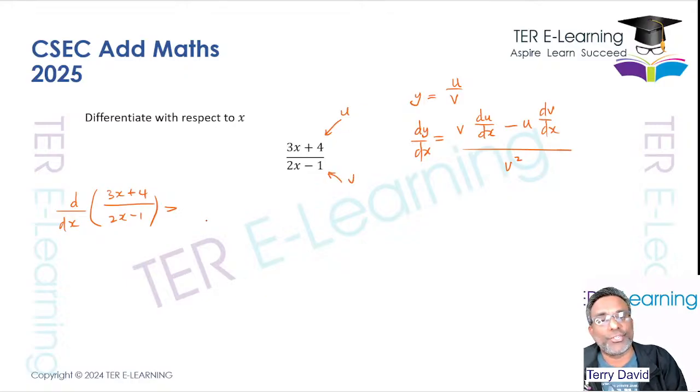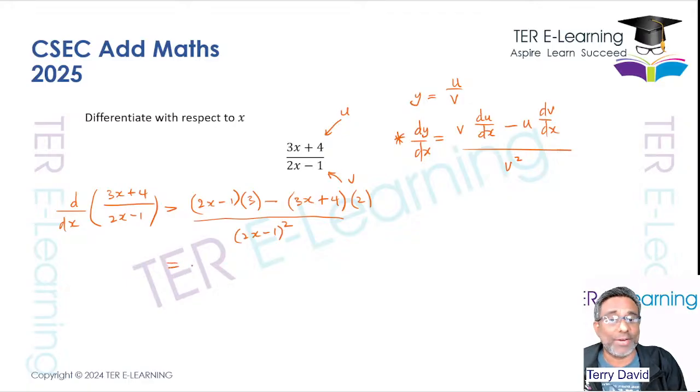So if you want to differentiate that, we're going to apply our rule here, which is this. So it's the bottom, which is 2x minus 1, multiplied by the differential of the top. When you differentiate 3x plus 4, you're going to get 3. And it's a subtraction, and it's the top, which in this case is 3x plus 4, multiplied by the differential of the bottom, which is 2, all over the bottom squared, which is 2x minus 1, all squared.